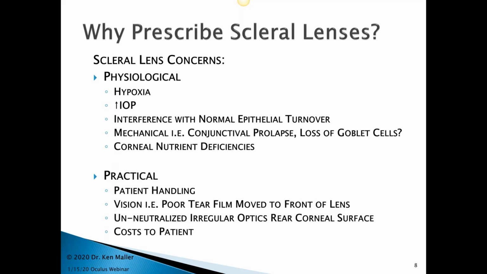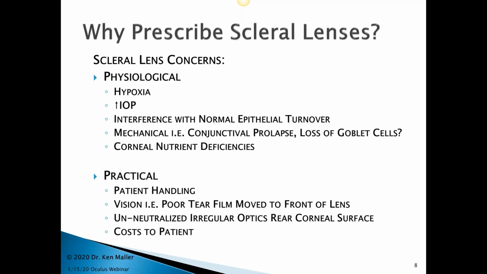Now, on the concern side, not everything is roses here. We have the physiological concerns of hypoxia. These lenses are absolutely less transmissible for oxygen delivery to the cornea, and these patients do wear these lenses sometimes many hours a day. A 14 to 16 hour day is not uncommon, so we do have to concern ourselves with the possible level of hypoxia that may be generated underneath this.